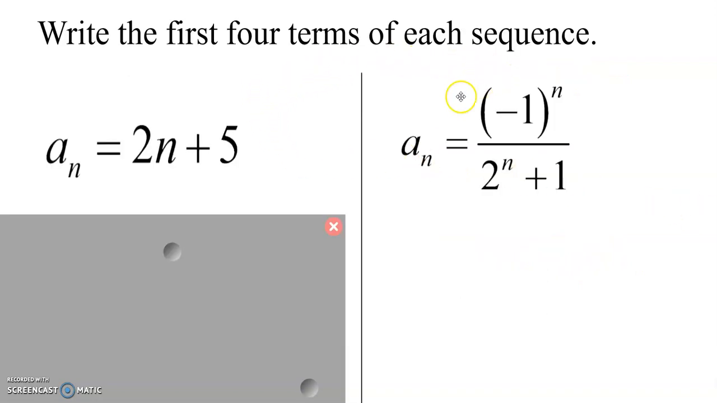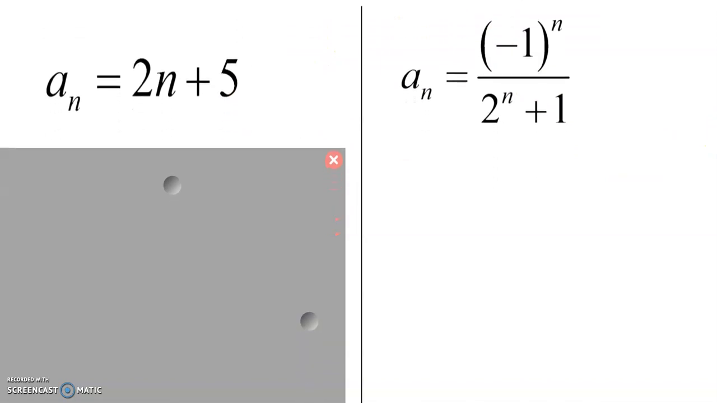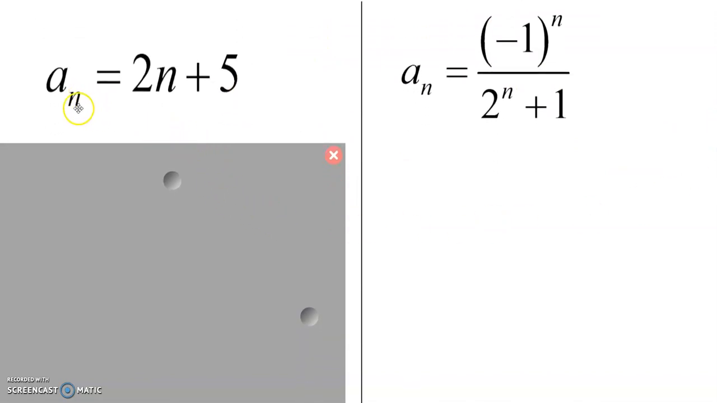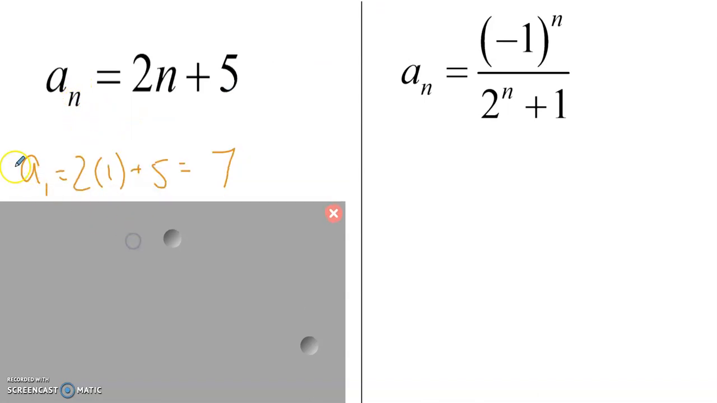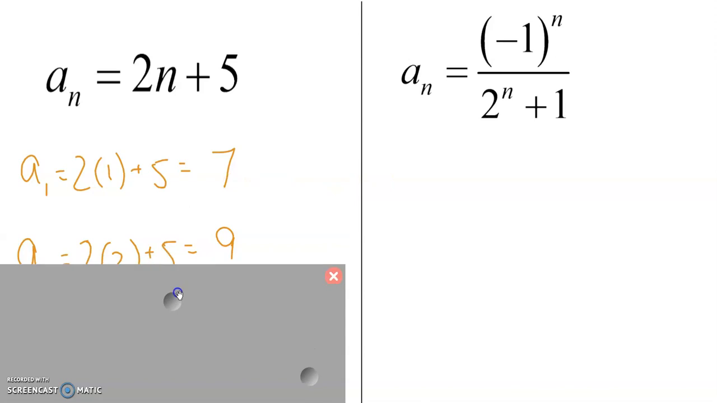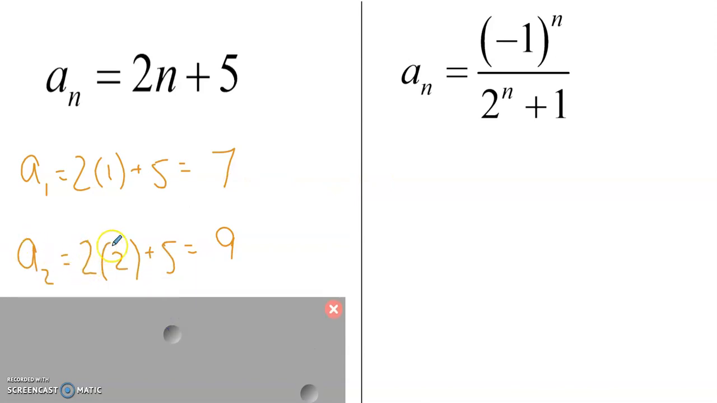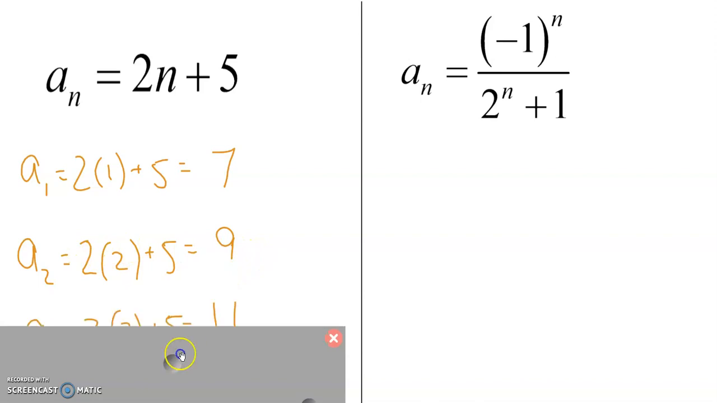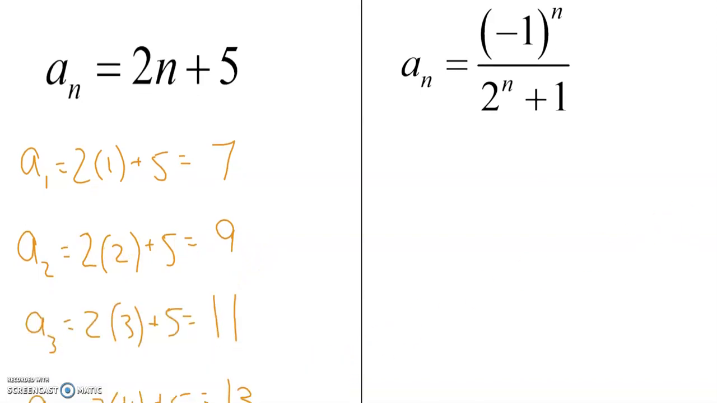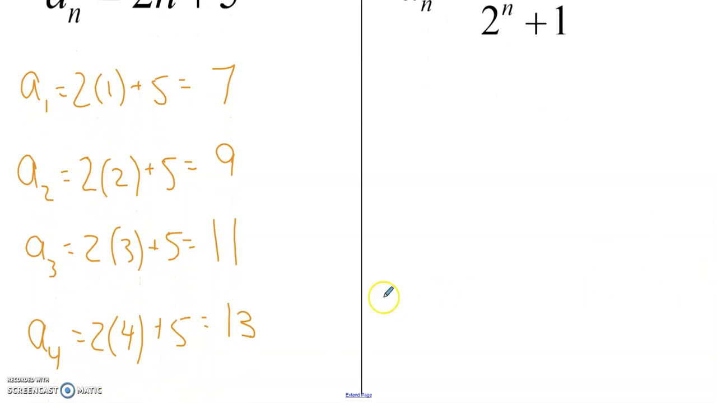So write out the first 4 terms of each of these two sequences. We're going to start with this one on the left. To find the first term, I want to find a sub 1, so I put a 1 in for n. I do 2 times 1 plus 5, which is 7. To find the second term, I plug a 2 in. A sub 2 will be 2 times 2 plus 5, and that will be 9. To find the third term, I plug in a 3. So 2 times 3 plus 5, which is 11, and then the fourth term is 2 times 4 plus 5, which is 13.